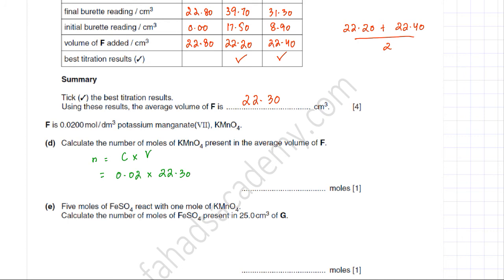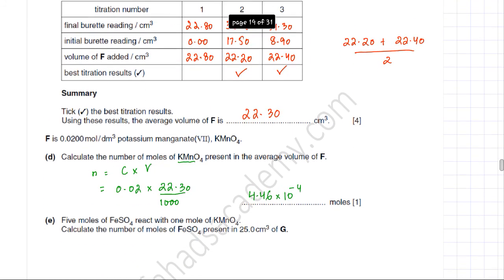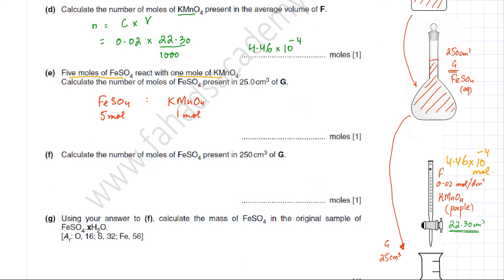22.30 cm³. So using my calculator to solve this, the volume needs to be in dm³, so I'm going to divide that by 1000. So now putting the values in the calculator, the answer that I'm going to get is 4.46 × 10⁻⁴ moles of KMnO4. So let's go back to our diagram. The amount or the quantity of KMnO4 that's being used is 4.46 × 10⁻⁴ moles. So I've added the value of KMnO4 that's being used, 4.46 × 10⁻⁴ moles, over here in this sketch.